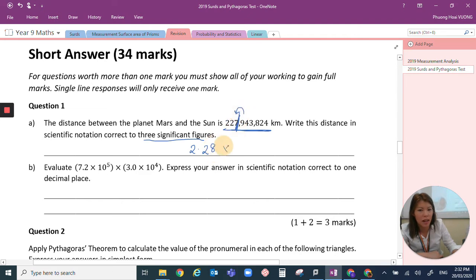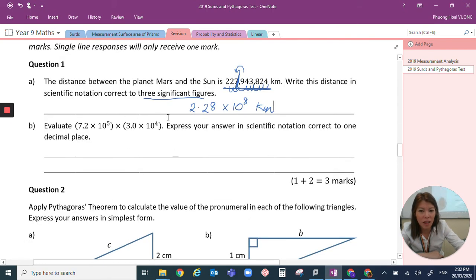Okay. Times 10 to the 1, 2, 3, 4, 5, 6, 7, 8. Okay. Good job. You forgot something. You lost half a mark. Uh-oh. The unit. Okay, don't forget the unit. Got it wrong, Sam.